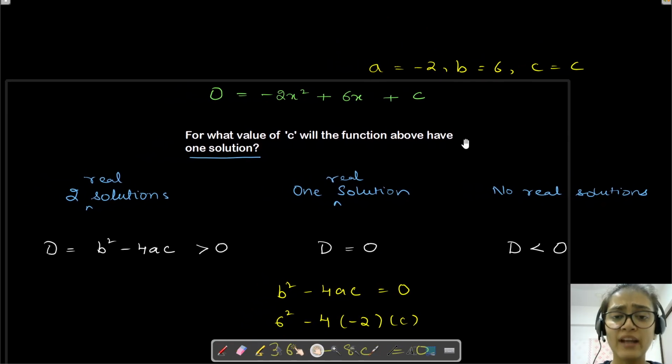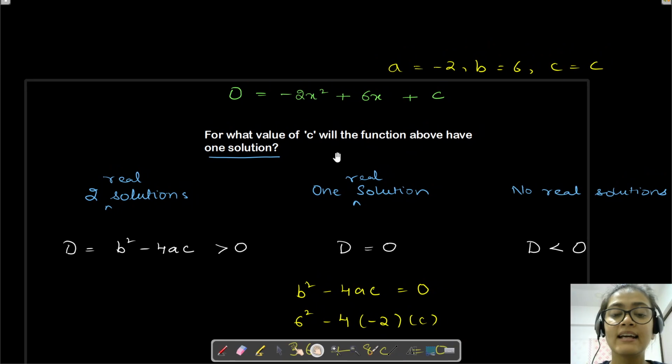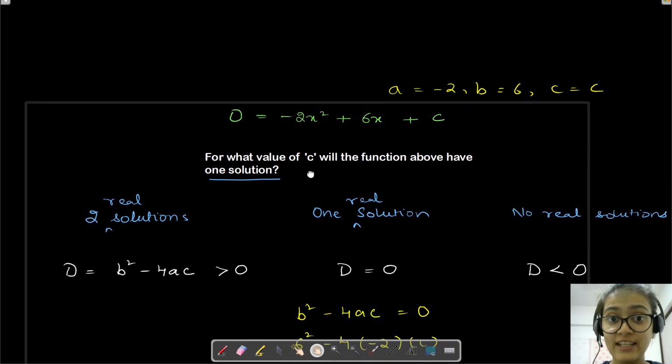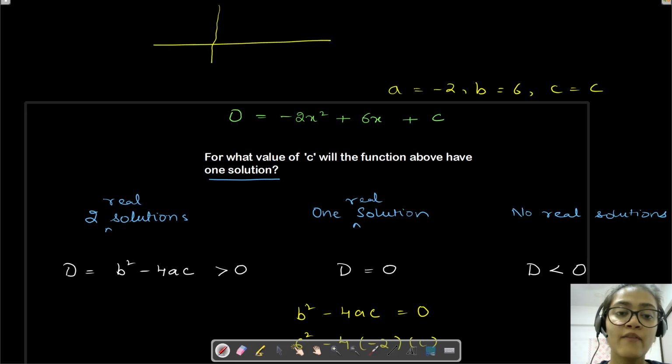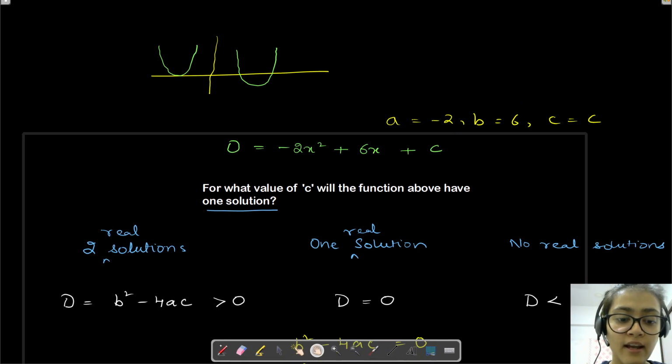Now this was a very straightforward way of asking this question, but the other way in which this question can be asked is, for what values of c will this function intersect the x-axis at just one point. You see, a solution is nothing but the point at which the graph will intersect the x-axis. So my parabola can intersect the x-axis in three different ways. It can intersect the x-axis like this, it can just touch the x-axis like this, or it will not touch the x-axis at all.